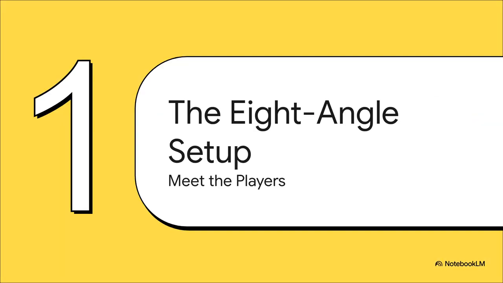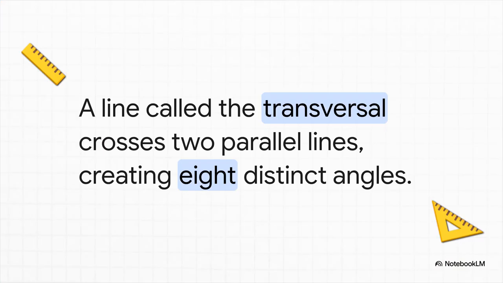Okay, so let's set the stage. Every single one of these problems starts with this exact same picture. Let's meet the players. All right, here's the scene. You've got 2 lines that are perfectly parallel, right? Then you have another line that slices right through them. We call that the transversal. And boom, just like that, you've created 8 different angles. We usually number them 1 through 4 on the top intersection going clockwise, and then 5 through 8 on the bottom. These 8 angles are our main characters.